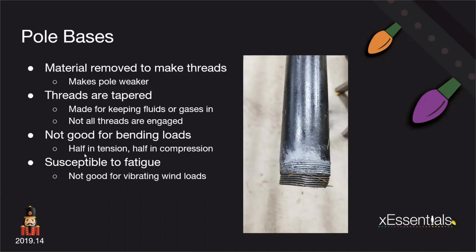Also keep in mind that these types of threads are susceptible to fatigue, which means if you've got wind bouncing it back and forth all the time, even a light wind, again, you can start to get some micro cracking in here that eventually tears through, wears it out, and your pole will want to crack there at the base.